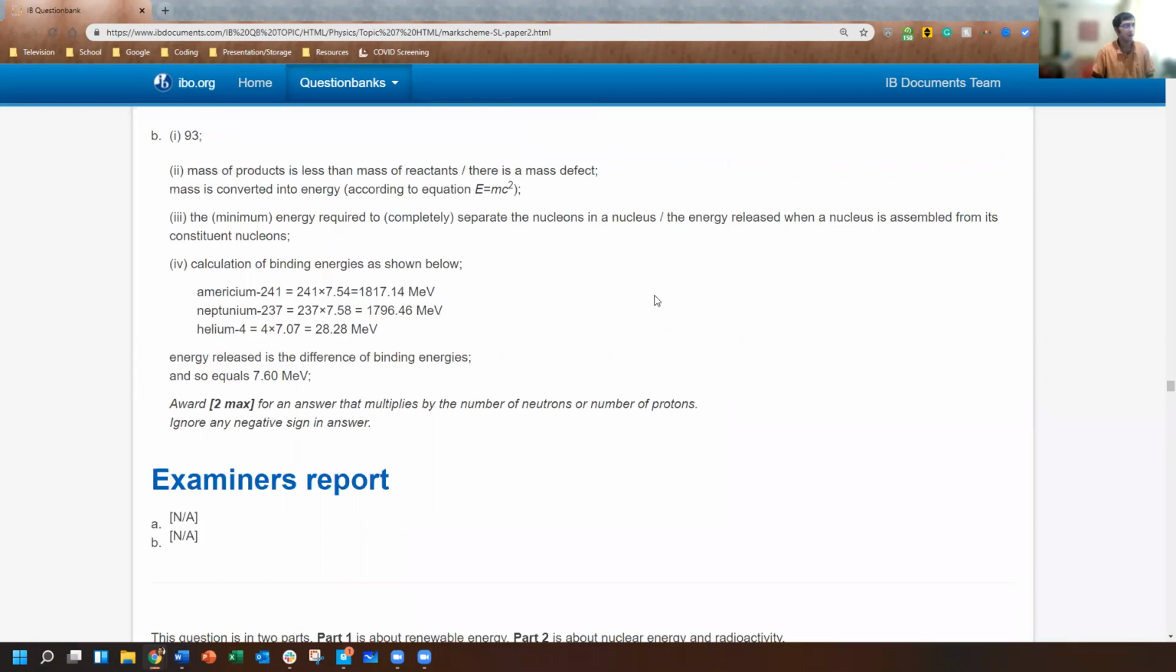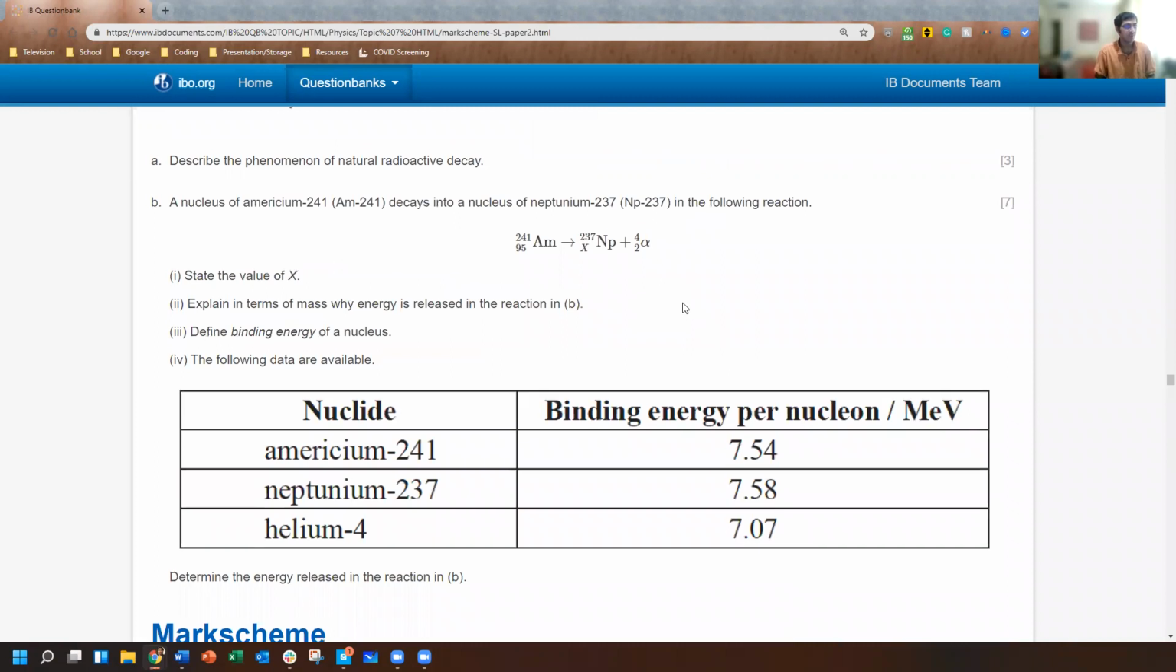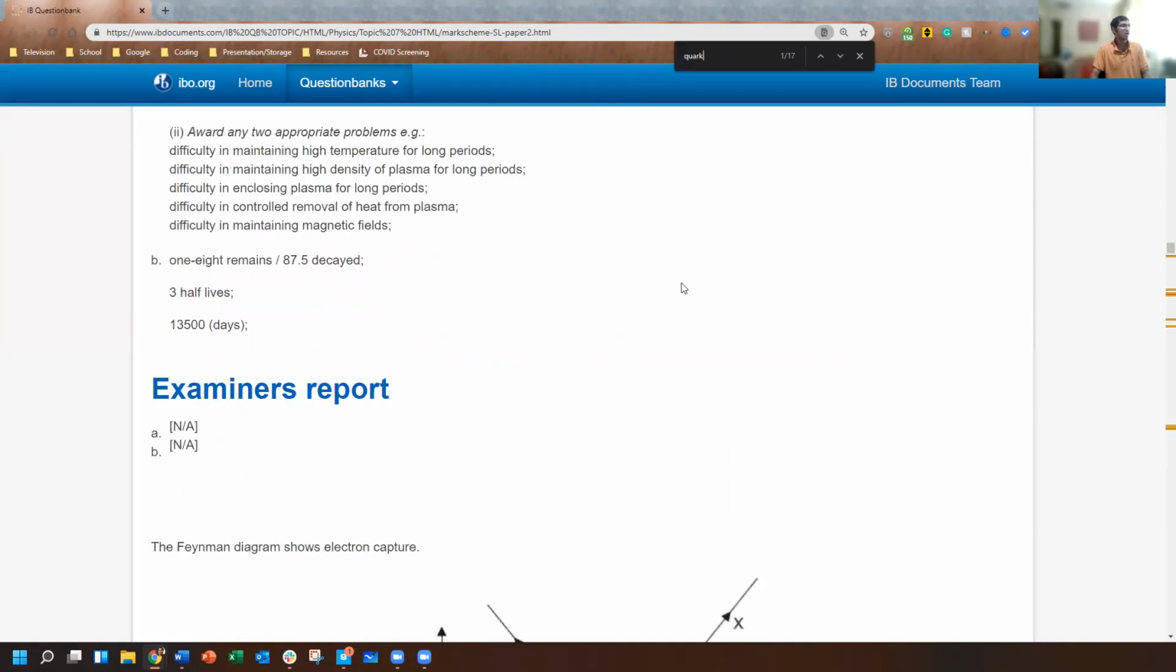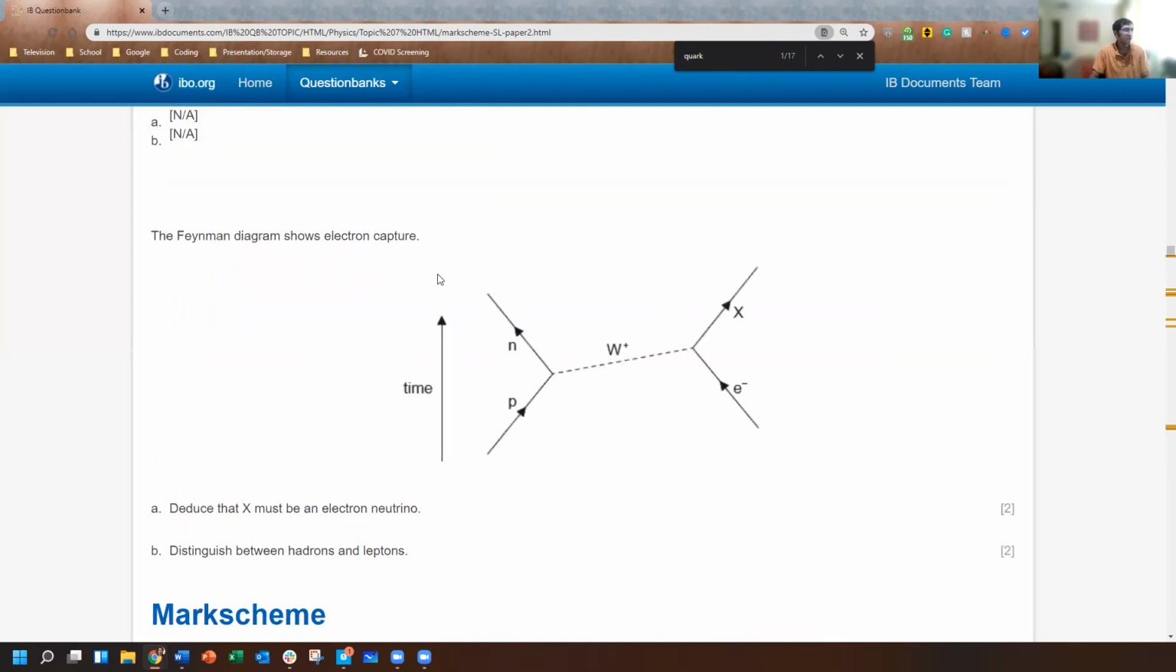So I'm just going to search up the ones that have 7.3 because we did a lot of problems from 7.1, 7.2 last time, so you can check that out. But let me see if I can find 7.3. So anything that deals with elementary particles, let's see, nothing there. I'll search up quark. I'm sure something will come up. Okay, good. So we found one with the Feynman diagram showing electron capture, and then what we do.